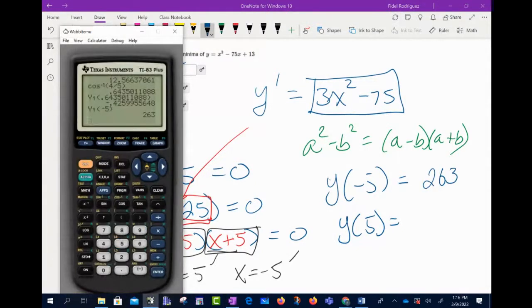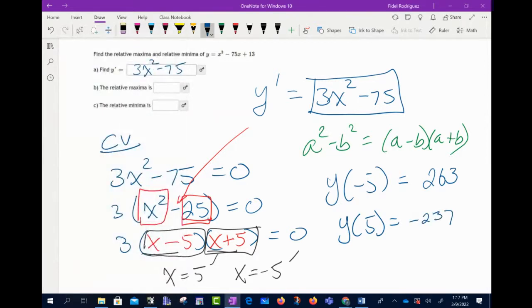Okay. And then let me evaluate it at +5. So y bars, function, the first one. Now at a +5, I'm coming up with a -237. Okay. So now that we've done that part, we're going to go ahead and just enter our answers in. So the maximum is at 263, and the minimum is at a -266.